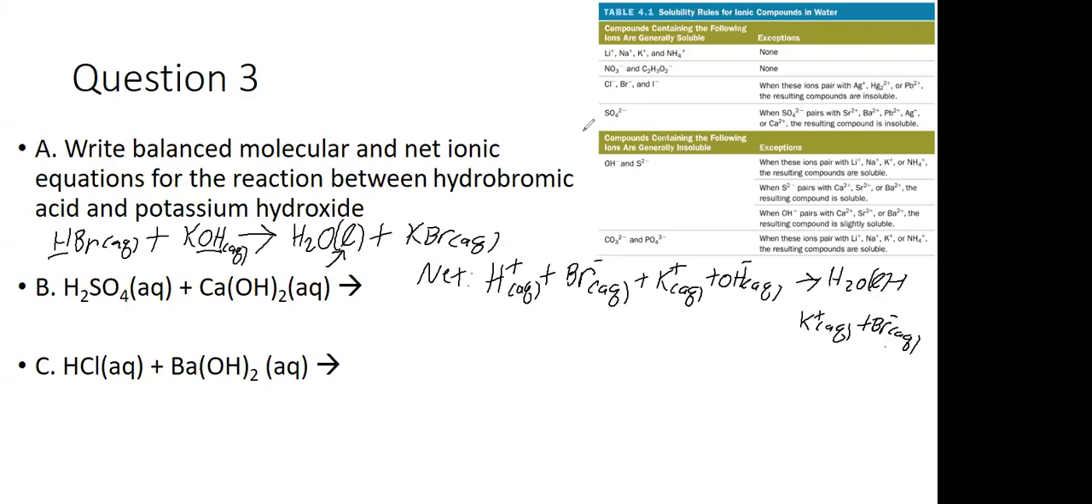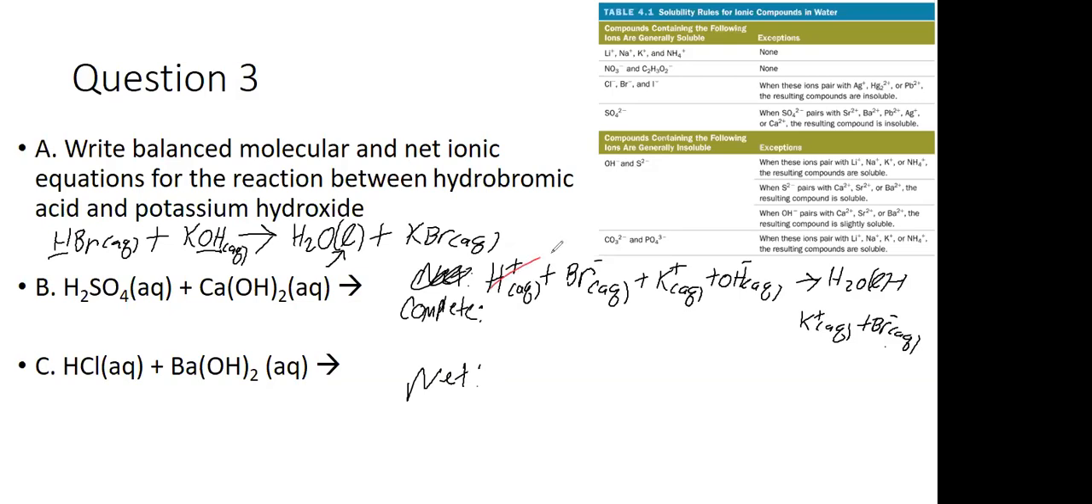All right, so there's our net. Sorry, that's not our net. That's our complete. I was going to say, where do we go from here? That's our complete ionic equation. So our net is we simply cancel out everything that's the same on both sides of the equation.